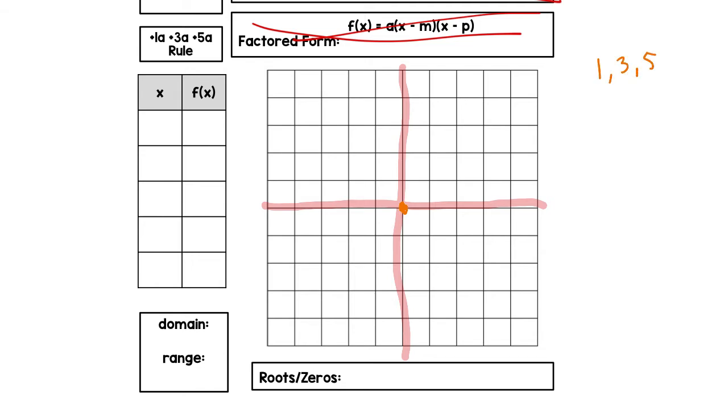If I want to graph my parabola quickly, I'm going to start at the origin here and use the 1, 3, 5 rule. That means I'll go right 1, up 1 for the 1 part, right 1, up 3, 1, 2, 3 for the 3 part. And if I had room, I'd go right 1, up 5 for the 5 part. Now, parabolas are symmetrical, so I can do the same thing to the left. Left 1, up 1, left 1, up 3, left 1, up 5. So those are my points.